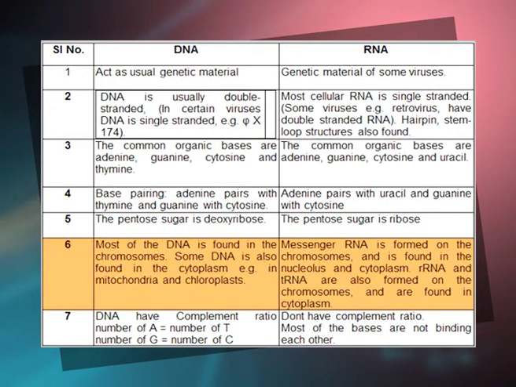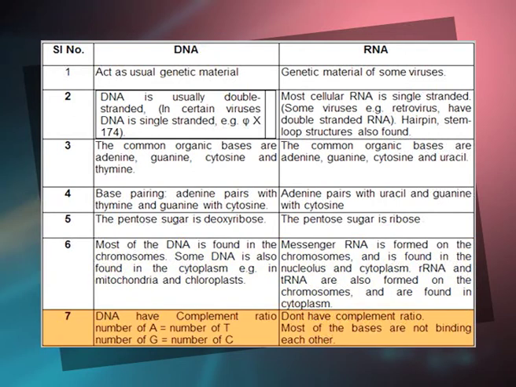Most of the DNA is found in the chromosomes. Some DNA is also found in the cytoplasm, example in mitochondria and chloroplast. While in the case of RNA, messenger RNA is formed on the chromosomes and is found in the nucleolus and cytoplasm. rRNA and tRNA are also formed on the chromosomes and are found in cytoplasm.